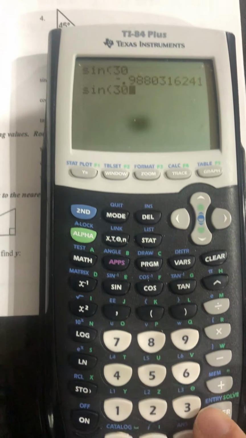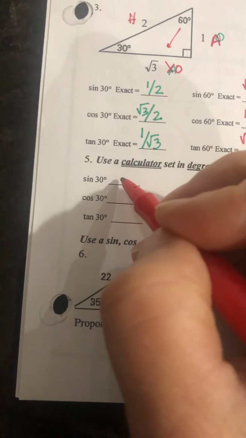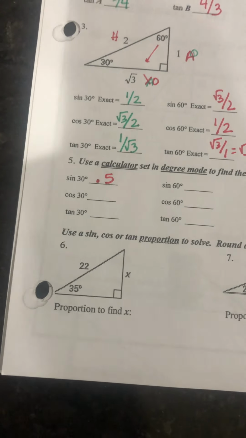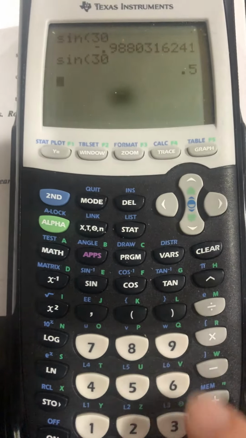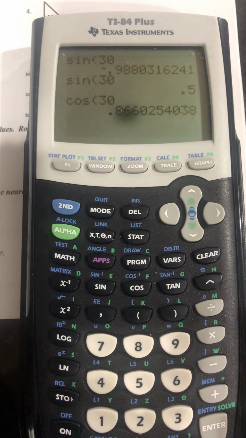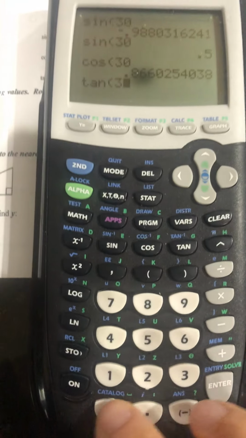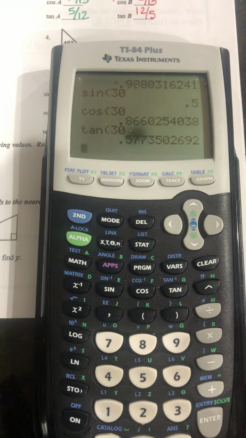Sine of 30 is 0.5. So the exact answer is 1/2. The approximate answer is 0.5. I think we agree that those are the same. Now that my calculator is in the right mode, I can keep on going. Cos of 30 is 0.866. It says round to the nearest hundredth, so that's 0.87. And then tan of 30 is going to be 0.58.